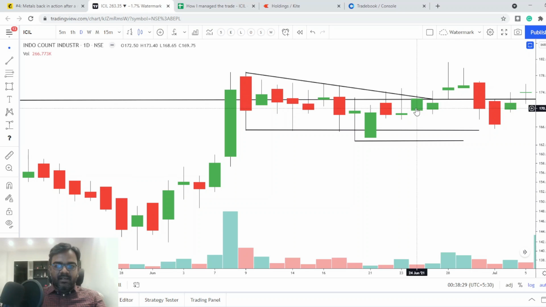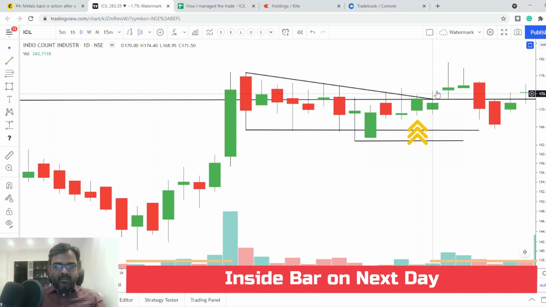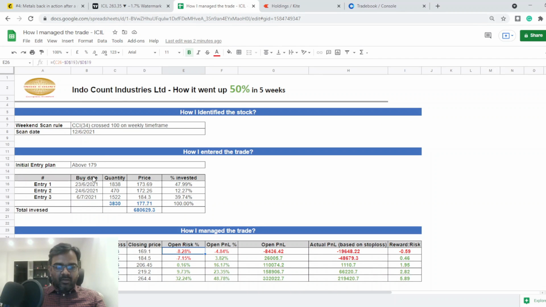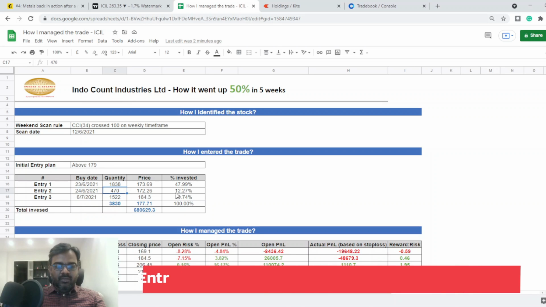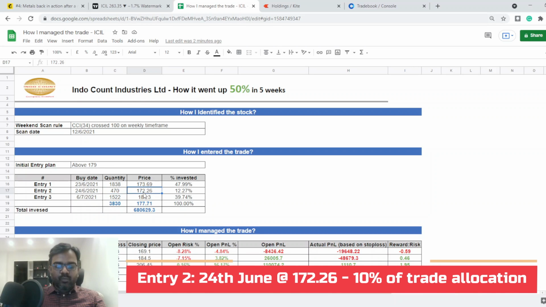So next day, what I did again, I saw a good day. It was a good inside bar that day. So I thought probably we're going to head higher, right? And then what I did was I added more on the next day, 24th of June. I added more, which is 470 shares, which is around another 10% of my capital, at 172.26. Right, so I've done two trades.